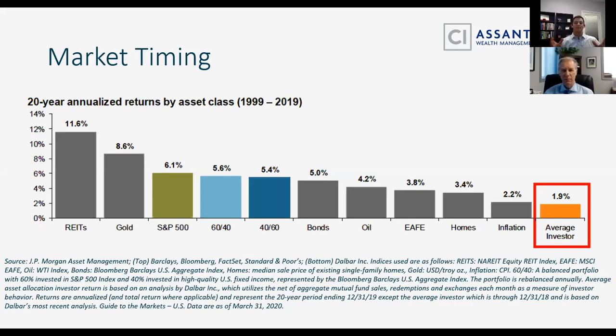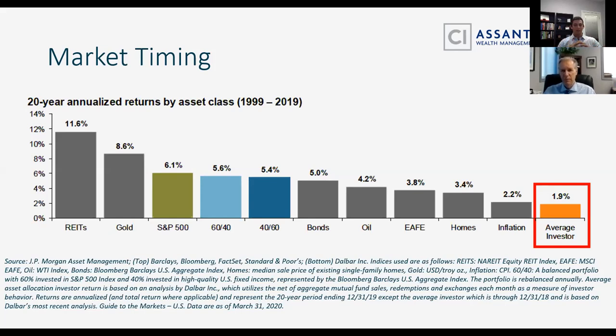So you can see that this data shows that the average investor wasn't even able to perform bonds, never mind a balanced portfolio that has some stocks or bonds, because they were trying to get in and out at good times and bad times. So that behavioral bias prevents us from buying low and selling high. And with market timing, you can really see here how it can hurt you over the long term.